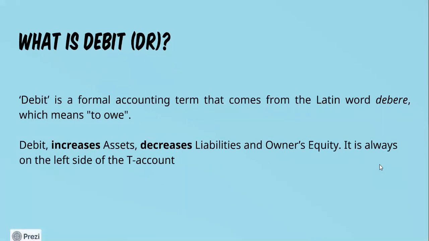Now, what is debit or DR? Debit is a formal accounting term that comes from the Latin word debere, which means to owe. Debit increases assets and decreases liabilities and owner's equity. It is always on the left side of the T account. Debit is used with an increase in assets and a decrease in liabilities or owner's equity.